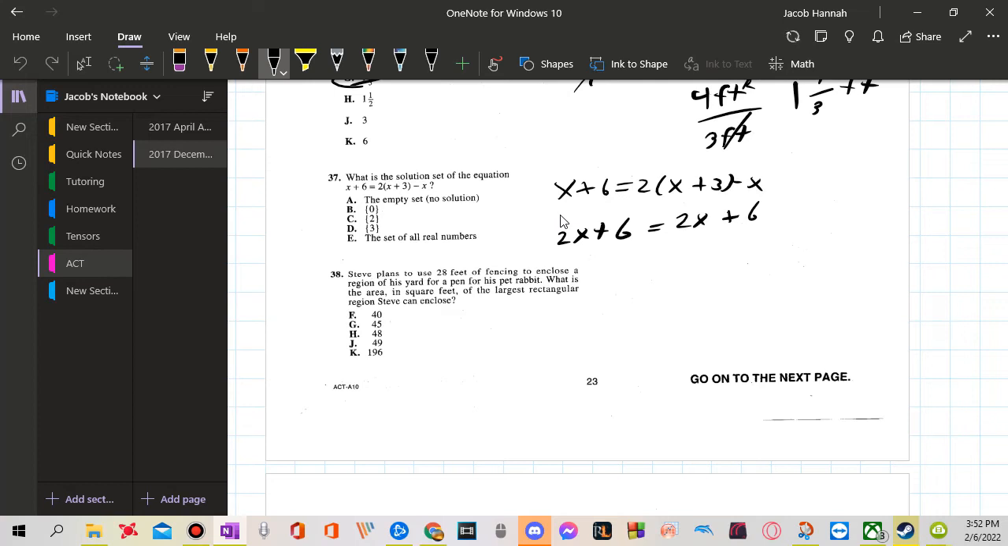Well, no solution. I mean, it has all the solutions. So you could fit 1 in here, 2, 3, 4, 5, 6, 7. So if you let 1 in here, it's gonna equal to that. So whichever number you put in here, that's a real number, it's gonna equal to that side because it's the same over here. So it's E.